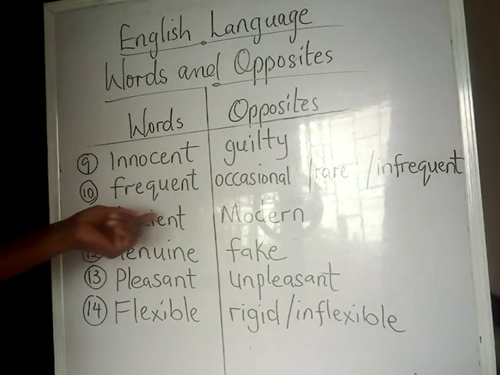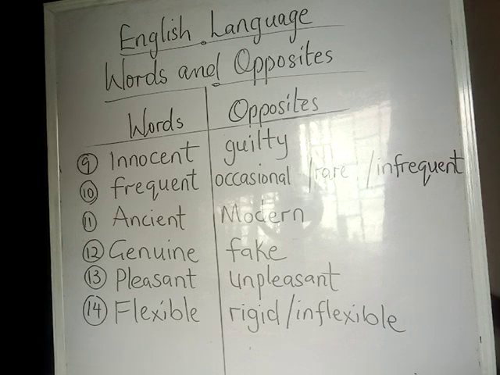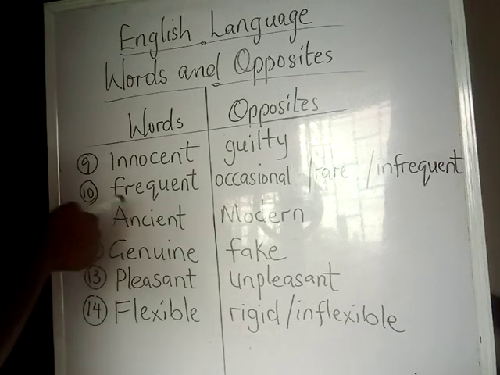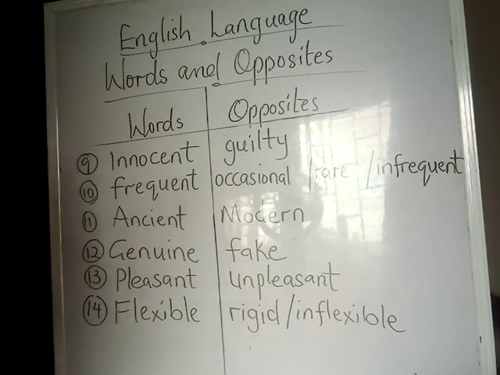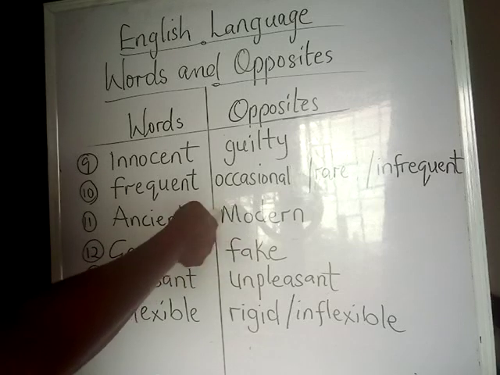The third one is ancient. Ancient means the same thing as old. So the opposite of ancient is modern, recent, something that is new.